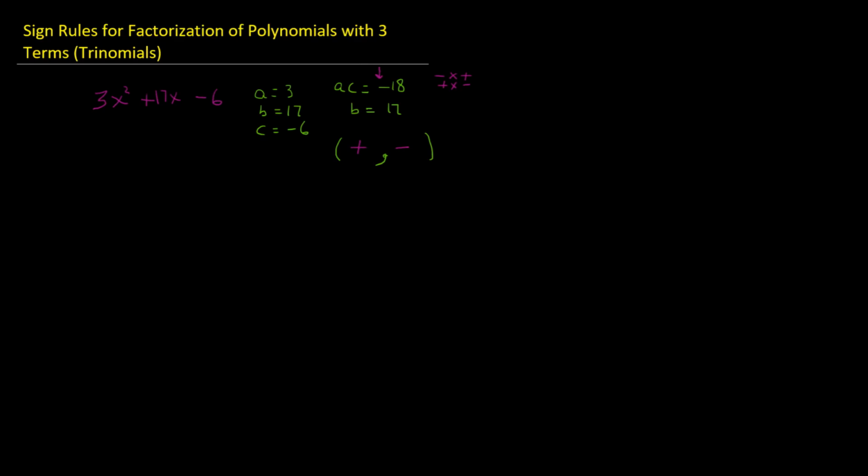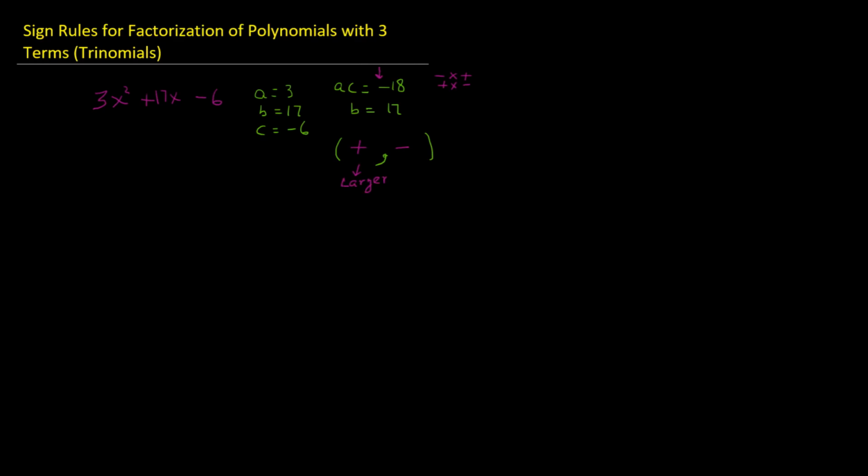Now at this stage B tells us that B is positive. It means the larger number will be positive, because when two numbers have different signs and we add them, the result has the sign of the larger number. So it means the larger number will have a plus sign. So it means this number is larger.